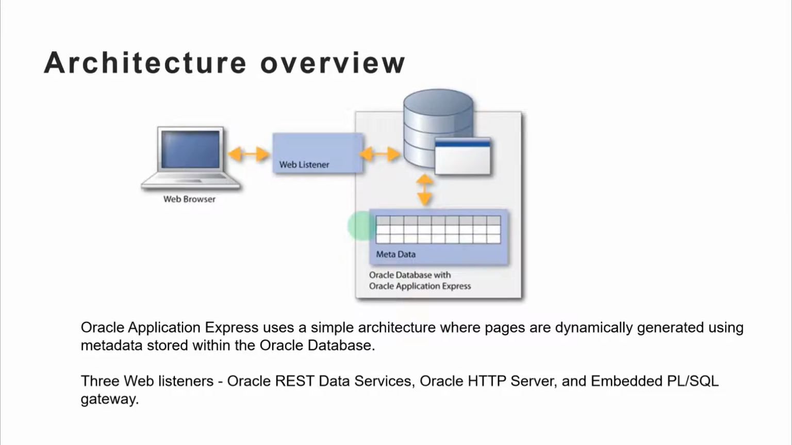Take a look at this picture. From this diagram, we can see it consists of three tiers: web browser, web listener, and Oracle database with Apex. It is very important for us to choose what kind of web listener. There are three types of web listeners: Oracle REST Data Services, Oracle HTTP Server, and embedded PL/SQL Gateway.